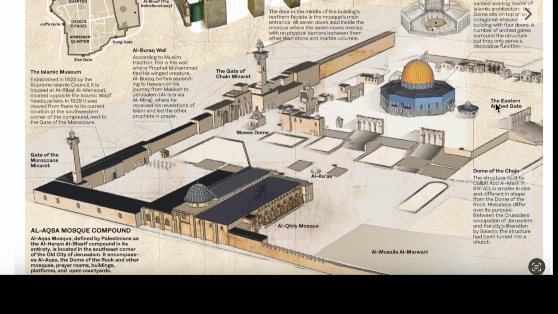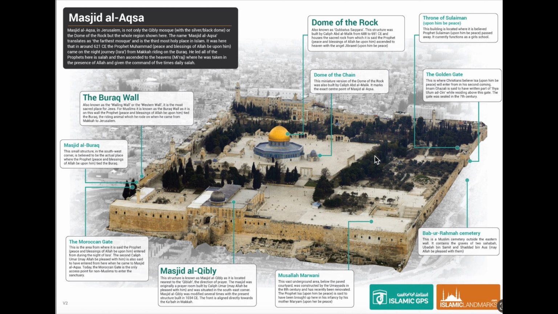We will then go to the Eastern Arch Gate here. After going to the Eastern Arch Gateway, we'll walk and have a look at the Golden Gate and then have a look at the Throne of Sulaiman before exiting the Masjid Al-Aqsa compound through the Gate of the Tribes.